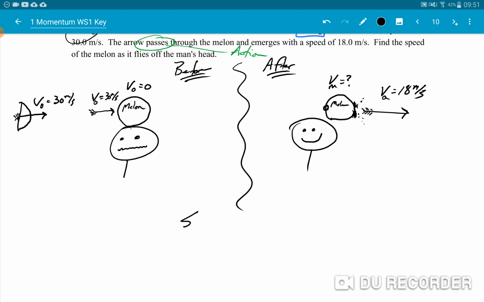So first I have to make my system here, and I can do it however I want, but I'm going to make it all the objects interacting here, which is the arrow and the melon.